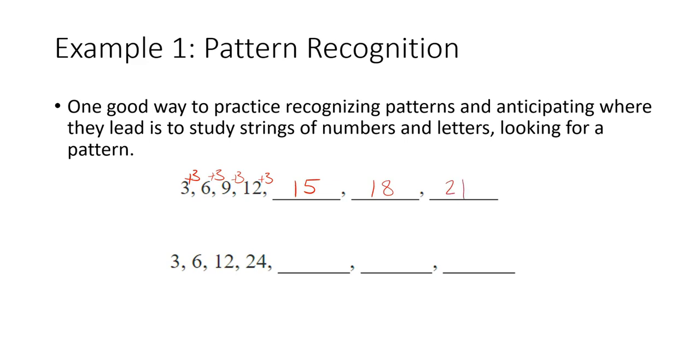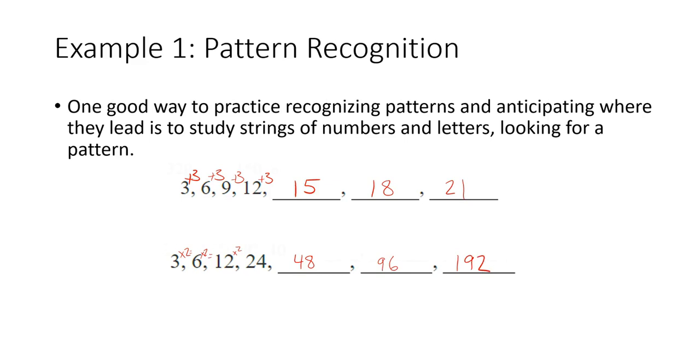Similarly, if we look here down at the bottom, we have the numbers 3, 6, 12, and 24. If we multiply 3 times 2, we get 6. 6 times 2 is 12. And 12 times 2 is 24. And so then we just want to continue to multiply. 24 times 2 is 48. 48 times 2 is 96. 96 times 2 is 192. And so here we've identified these patterns in the numbers.